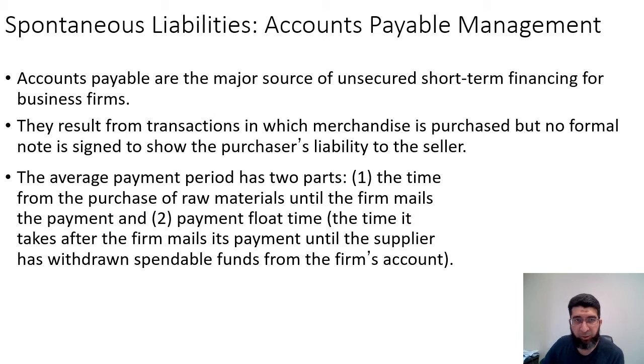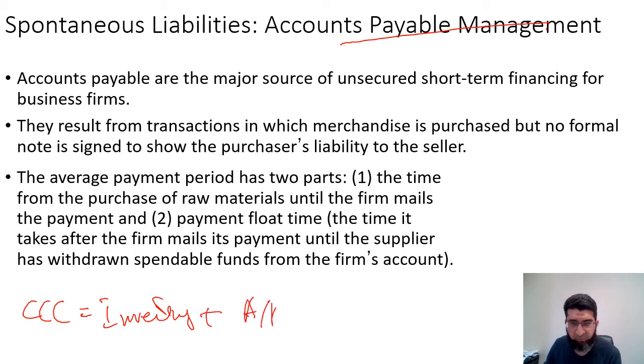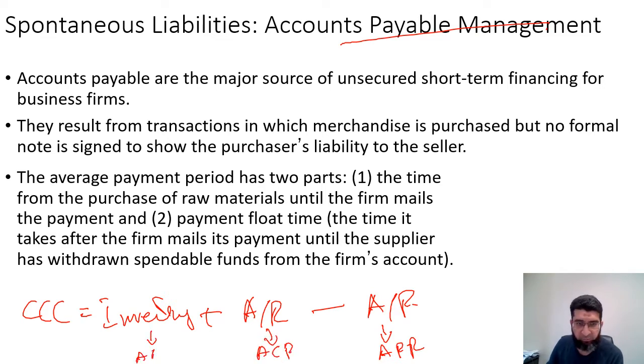So let's look at accounts payable management. Before we go forward, let me rephrase what we have already studied. The cash conversion cycle is basically based on the average age of inventory, which I'm writing conceptually like this, plus accounts receivable, which is the average collection period, minus the average payment period, which is accounts payable.